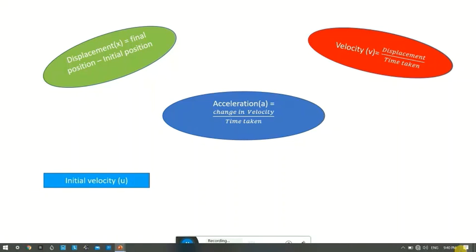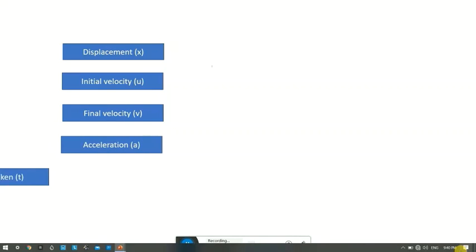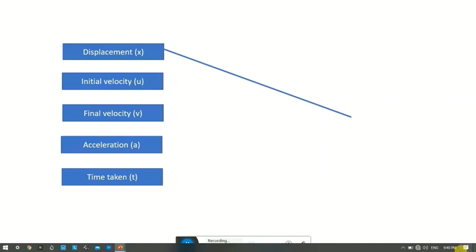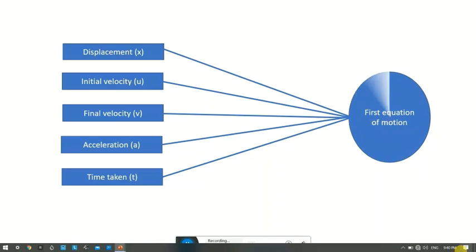Then initial velocity, final velocity, and time taken t. So this first equation of motion is interrelated with displacement, velocity, which is initial velocity, final velocity, acceleration, and time taken t. So we see that all these terms are interrelated, but what is the nature of relationship between these terms and how exactly they are interrelated?